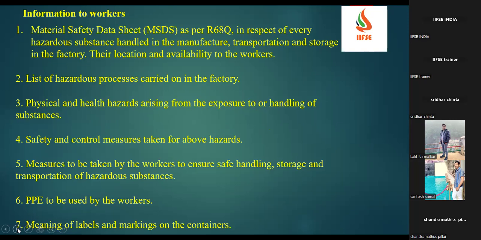Then the list of hazardous processes carried out in the factory. What kind of hazardous processes are being carried out in the industry should also be informed. Then physical and also health hazards arising from the exposure to the handling of substances. What kind of physical hazards and what kind of health hazards will be there with the substances which they are exposed to.